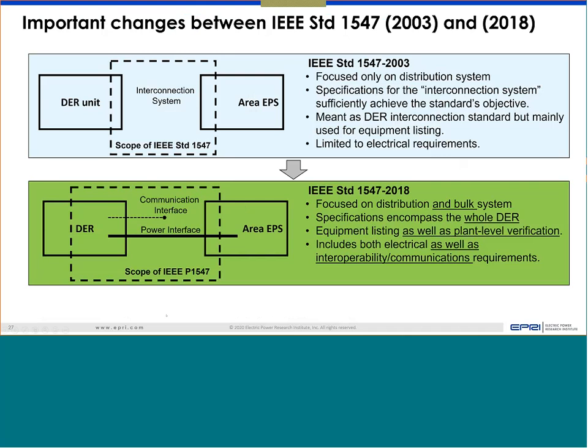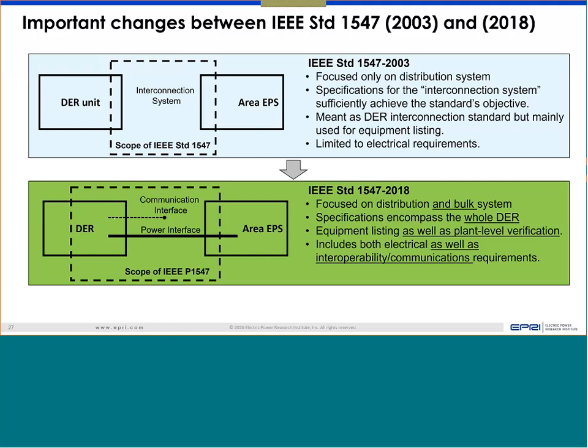So those are the major changes in terms of power, like what type of electrical behavior it has to do. Another major change in the standard is a requirement of a communication interface. If you are relatively new to this area, the 2003 standard was very clear about electrical interconnection between the DR unit and the area EPS, which is basically the distribution system, but there was no mention of communication.